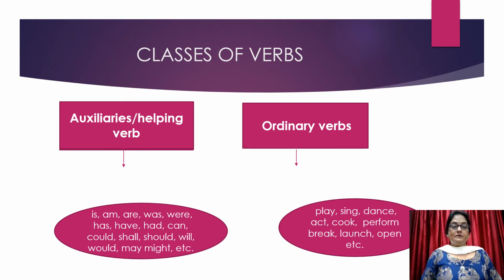Now classes of verbs. Students, you must have heard helping verb. Usually, we teachers keep on saying use correct helping verb, isn't it? So, the verbs have two classes. That is auxiliaries, or in other words, helping verbs. And another is ordinary verbs. Helping verbs we all know: is, am, are, was, were, has, have, had, will, would, shall, should, can, could. All these are called helping verbs. Ordinary verbs means all other verbs like sing, play, dance, act, cook, perform, break, launch, open. Any such verb is called an ordinary verb.